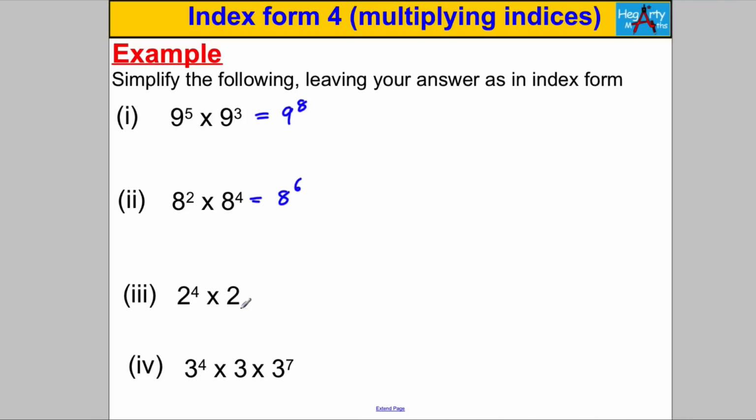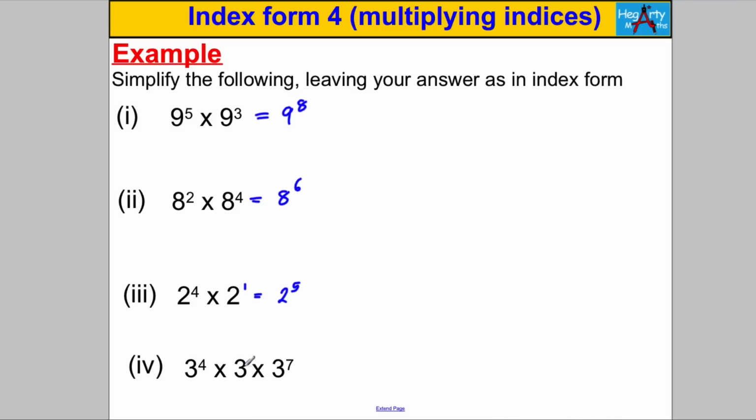2 to the 4 multiplied by 2. Now this is sometimes where students struggle. That doesn't look like index form. But do you remember the video where we did powers of 0 and 1? That's actually 2 to the power of 1, and it's really handy to be able to do that. So if we add these powers, we clearly get 2 to the 5.